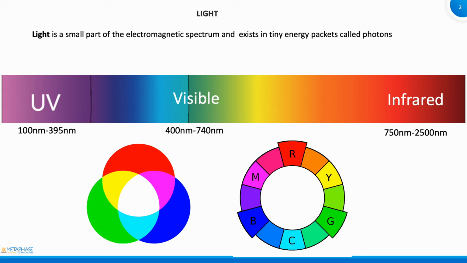Light is a small part of the electromagnetic spectrum and exists in tiny energy packets called photons. Different colors have different wavelengths and are expressed in units of nanometers or microns, the length of the wavelength. An object has the color of the wavelength it actually reflects. A material that reflects all wavelengths of visible light appears white. A material that absorbs all wavelengths of visible light appears dark. A colored object absorbs the complementary color. Therefore, red would absorb green.